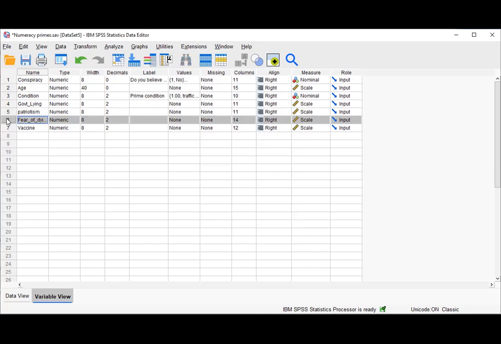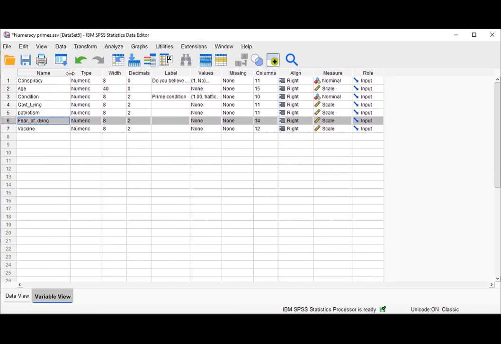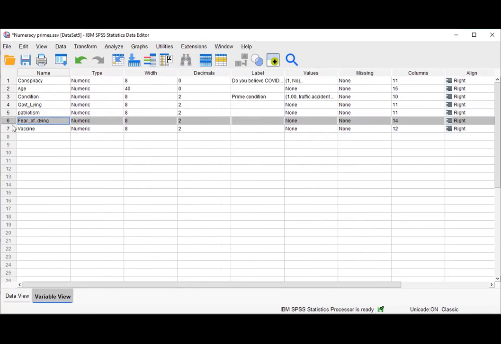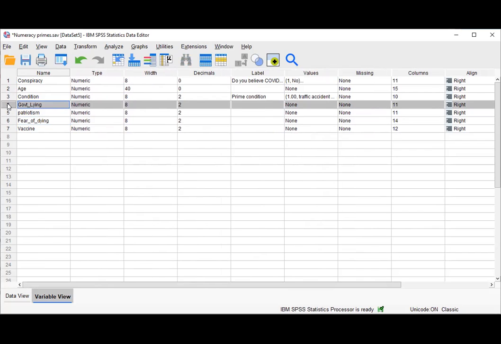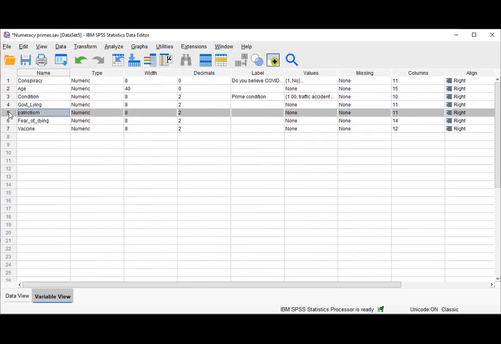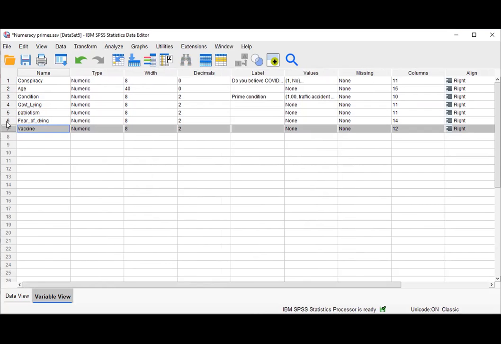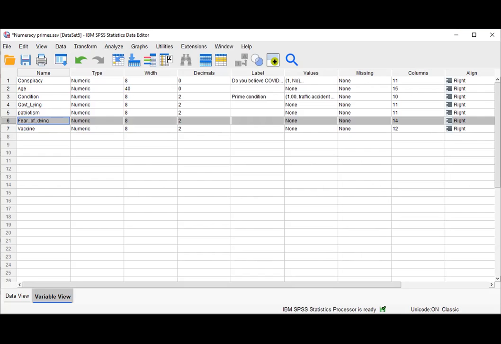So here we have the government lying. This is the patriotism that they did before the manipulation. And then willingness to get the vaccine is right here. And fear of dying, I can't remember where that was in here.